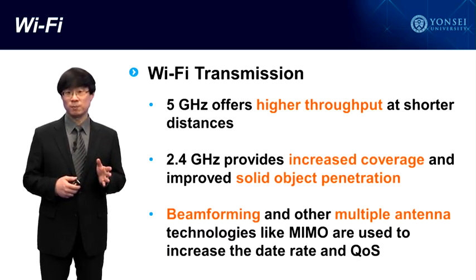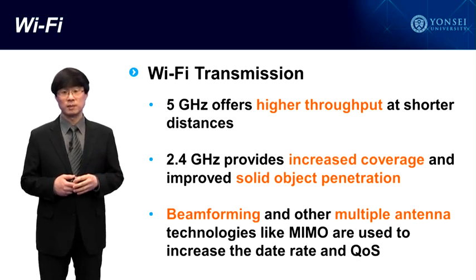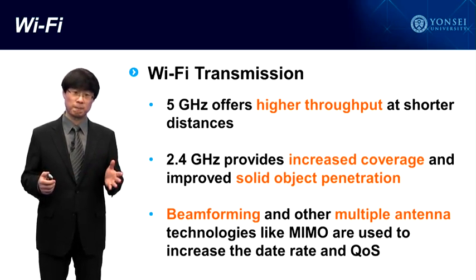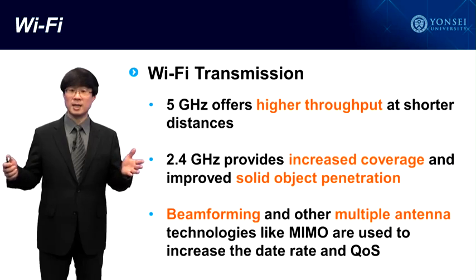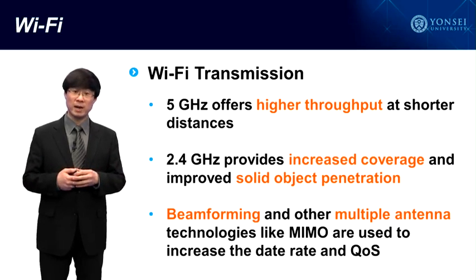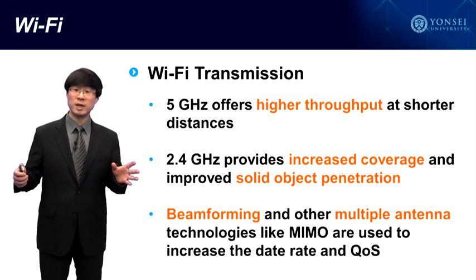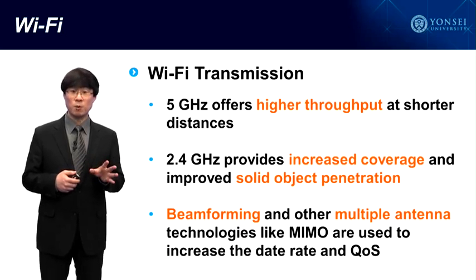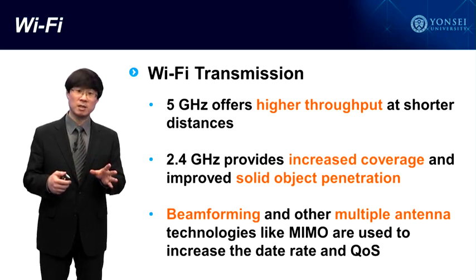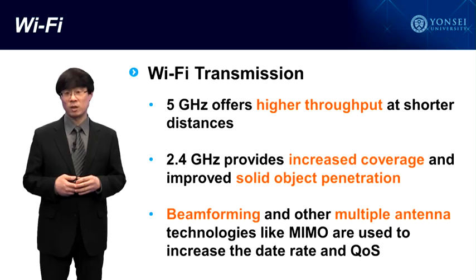Wi-Fi transmission at 5 gigahertz offers higher throughput at shorter distances. At the 2.4 gigahertz, there's an extended coverage area that can be provided because the signal propagates through solid objects better than the 5 gigahertz signals do. Beamforming and other multiple antenna technologies like MIMO are used to increase the data rate and quality of service.